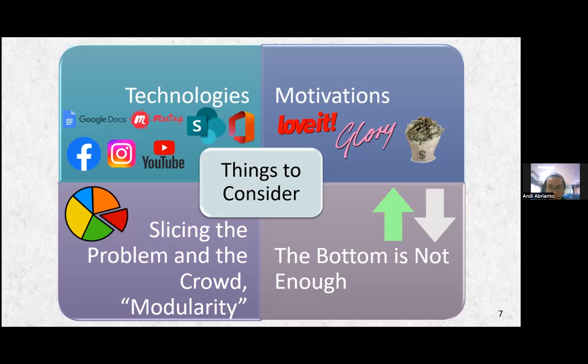Okay, and the last thing to consider is that the bottom-up is not enough. Much of the excitement around network collaboration stems from a belief in the power of bottom-up thinking and the infallible wisdom of networks. However, numerous examples show the shortcomings of this belief. Network collaboration still requires top-down leadership and vision to be successful.